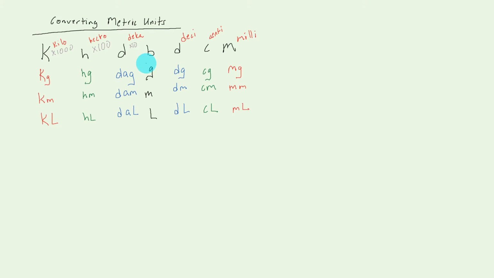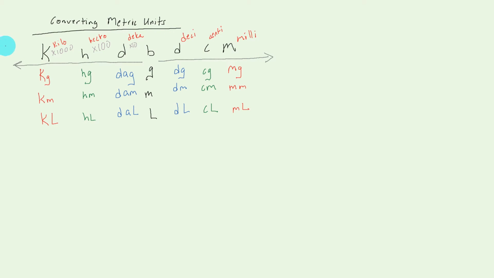This looks like a good time to note: if you're going to convert metric units and move to the left throughout the metric system, the units are actually getting larger as you move to the left. So deca, hecto, kilo get larger as you move along throughout the metric system to the left. Well, that must mean if you're going to convert metric units but move to the right throughout the metric system, the units must be getting smaller. So deci, centi, milli should be getting smaller.